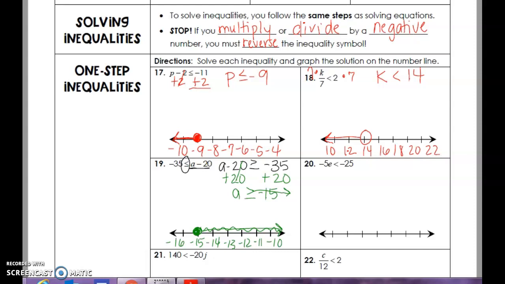Let's look at number 20. Negative 5 times e is less than negative 25. The opposite of multiplying by negative 5 is to divide by negative 5. When we divide 25 by 5, we get positive 5 because our signs are the same.